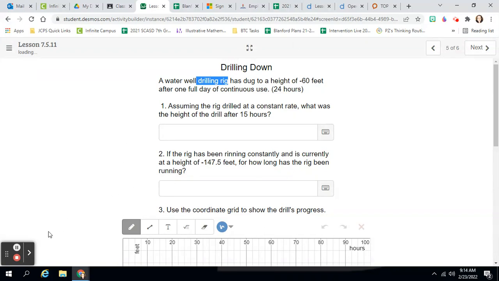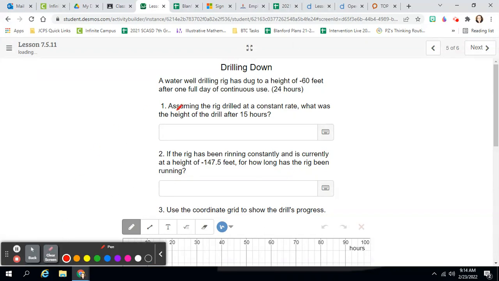So I know that in this case, they're telling me that it's in 24 hours. Let's say this is 0. So this is going to be the ground, right? The surface of the earth. In 24 hours, the machine dug down to 60 feet below the surface. That's what the -60 means, and that took 24 hours. So it says, assuming that the rig drilled at a constant rate, meaning it's at the same speed, what was the height of the drill after 15 hours?